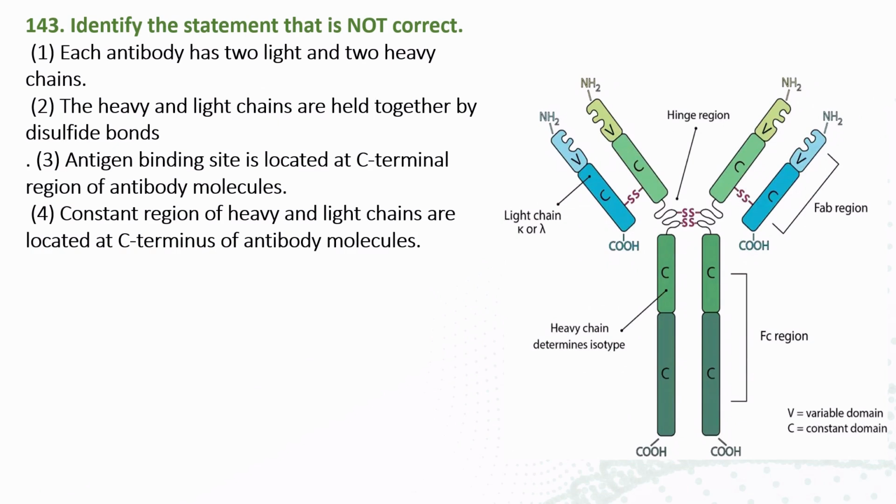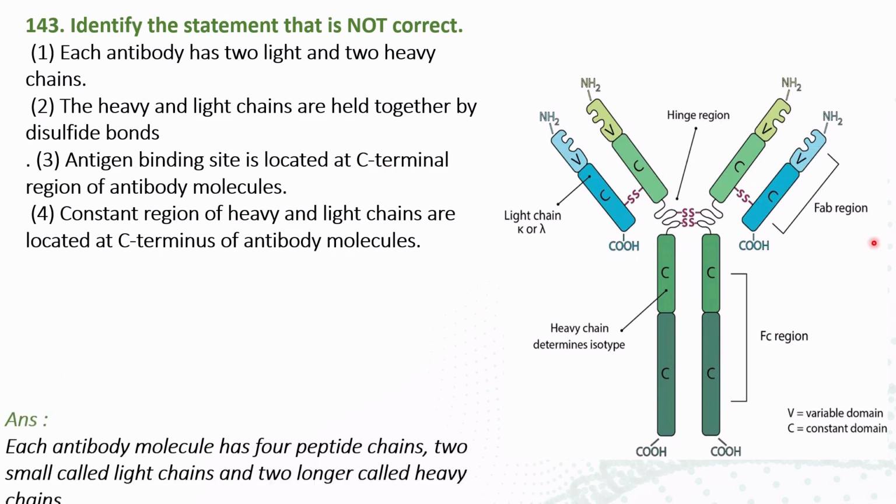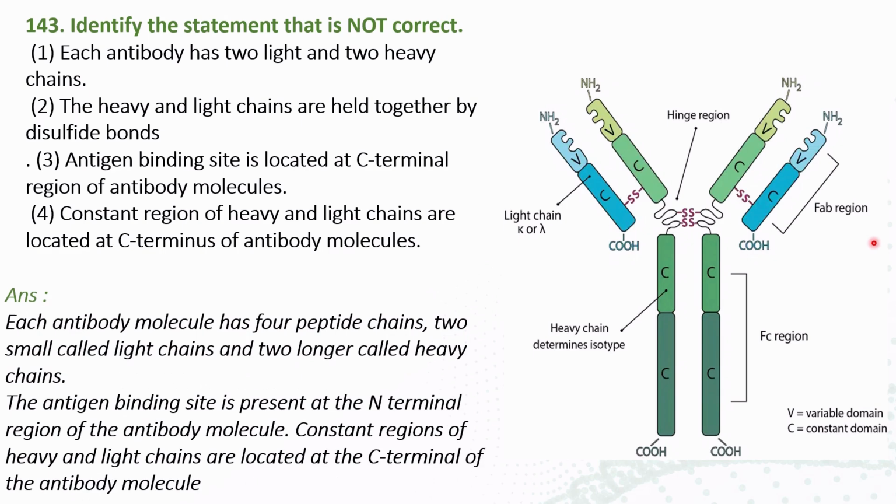Here they are asking for the statement that is not correct. If you see the statements here, the first option is: each antibody has two heavy and two light chains. Obviously here you can see the light chains and heavy chains, right? These are the light chains. You have to say whether they are two or not.